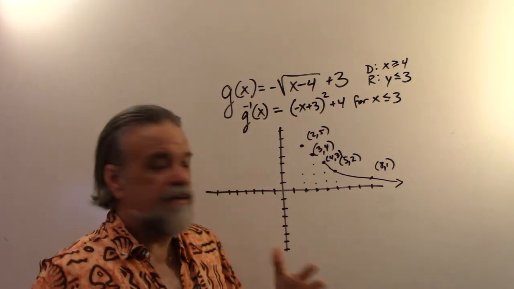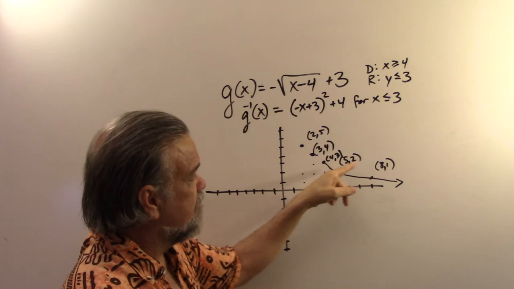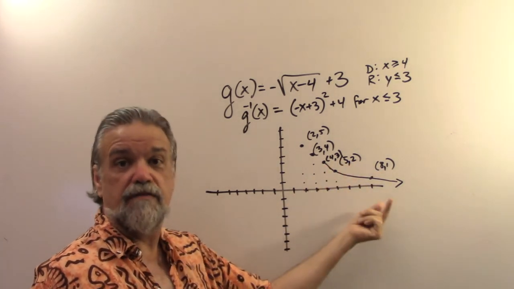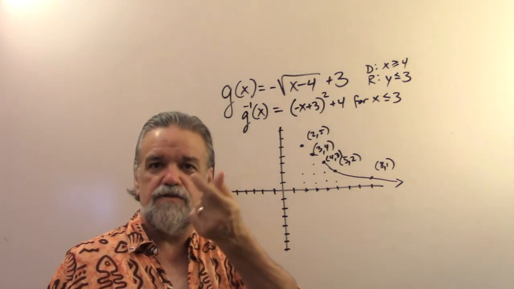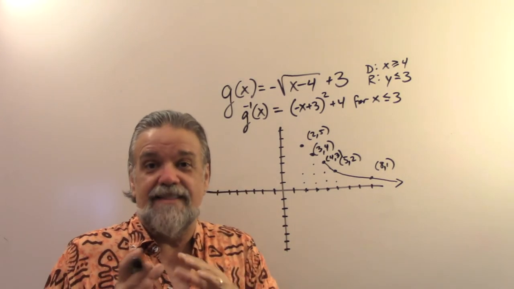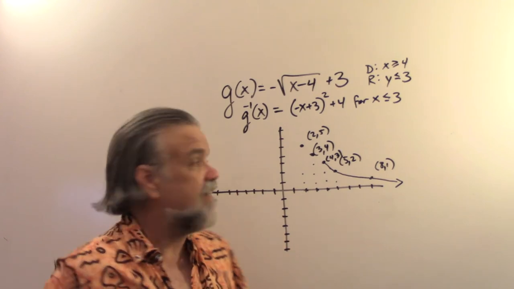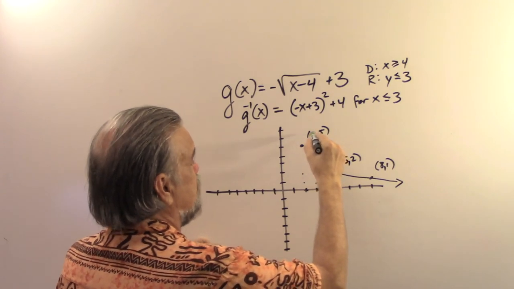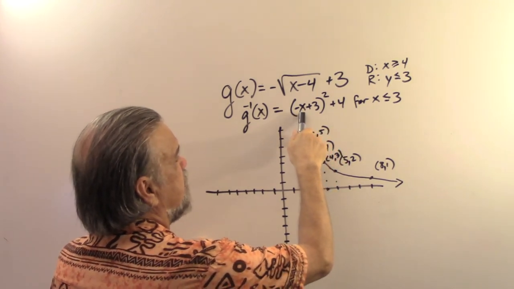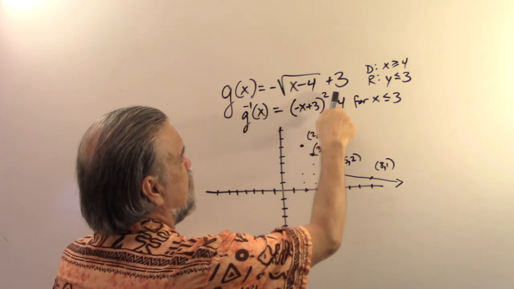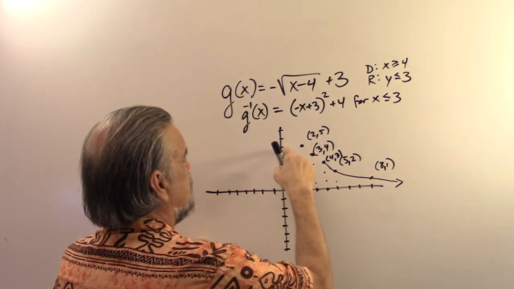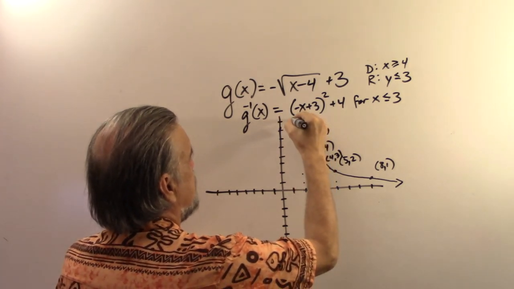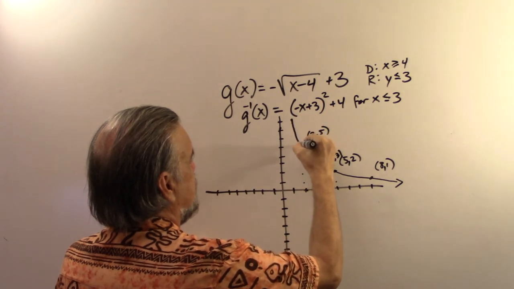Okay? Naturally, if this is going through (4, 3), (5, 2), and (8, 1), the inverse is going to go through (3, 4), (2, 5), and (1, 8), because you just switch your x's and y's. That's the thing that inverses do. It switches the x's and the y's. So naturally, this is going to go through those two points, and then let's do 1. Negative 1 plus 3 is 2. 2 squared is 4, plus 4 is 8. So 8 up here, and I barely have room to get it in there. And so this is going to look like this.